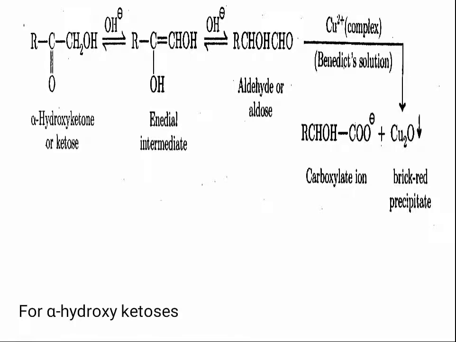If you add Benedict solution, as it is basic, this alpha-hydroxyketone will remain in the enediol intermediate form, and this will further react with the base to give an aldehyde or an aldose. Now if you add the Benedict solution, or the copper 2+ ion, then this aldehyde will be converted into carboxylate ion, and the copper 2+ complex will be reduced to this Cu2O, copper(I) oxide.